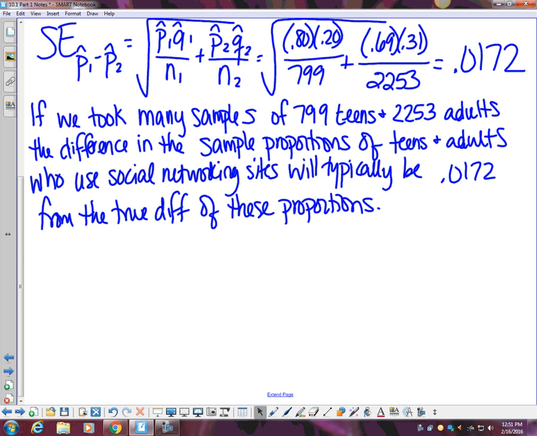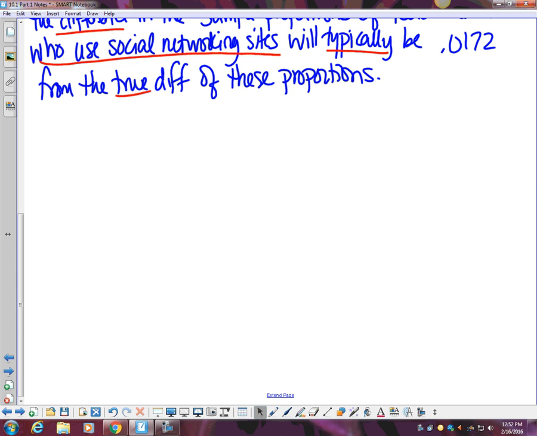If we took many samples of teens and adults, the difference in the sampling proportions of teens and adults who use social networking sites will typically be that much off from the true difference of these proportions. So the important words: true, typically. Make sure you put that you're doing the difference, and make sure you state what they're doing. I mean, I could underline the whole thing, but those are the snippets that really stick out. Okay, so that just sort of gets that question out of the way.